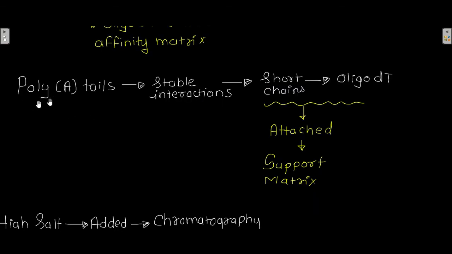Now the poly A tails of the mRNA form stable interactions with the short chains of oligo-dT which are attached to the support matrix. So what is there? There is a support matrix, and to that support matrix there is an attachment of oligo-dT. This is your stationary phase. Now this oligo-dT has short chains, and these short chains of oligo-dT interact with the poly A tails of the mRNA.